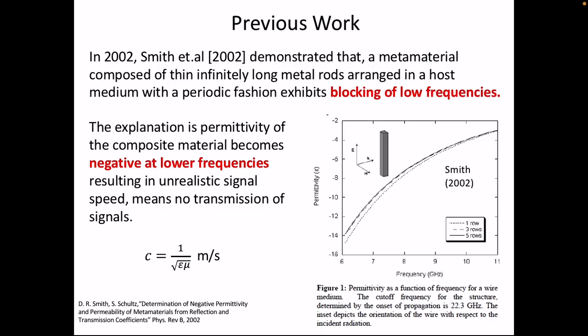This is the previous work. In 2002, Smith demonstrated that a metamaterial composed of thin, infinitely long metal rods arranged in a host medium in a periodic fashion exhibits blocking of low frequencies. The explanation is that the permittivity of the composite material becomes negative at lower frequencies, resulting in unrealistic signal speed, which means no transmission of signals. So essentially, the higher signals would bypass and the lower signals would get stopped.